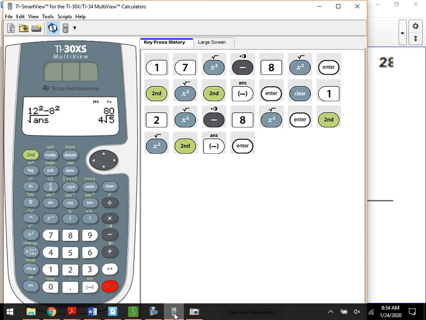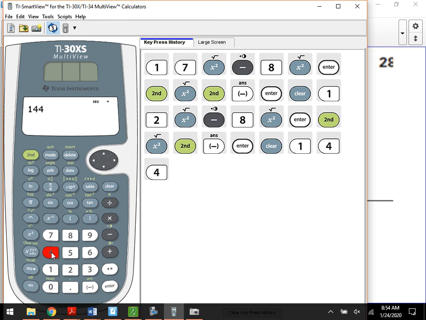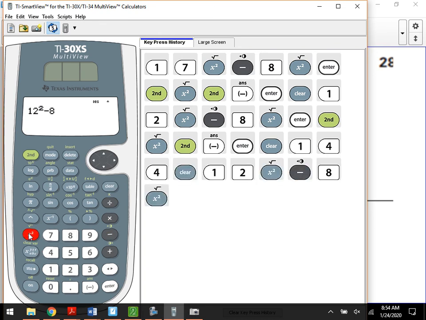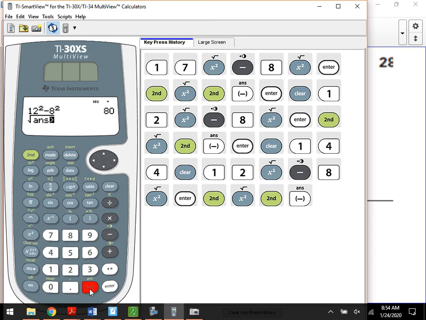Go back to this. If you had, what was it? It was 144. I'm sorry, 12 squared minus 8 squared. Hit enter. Okay. Second square root of your answer. The answer button is the negative button. But you have to get second though. All right? And it goes from there.